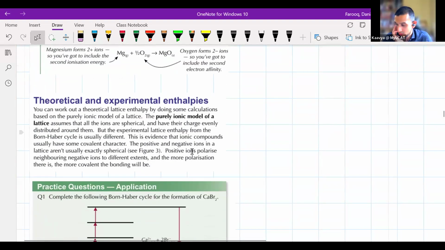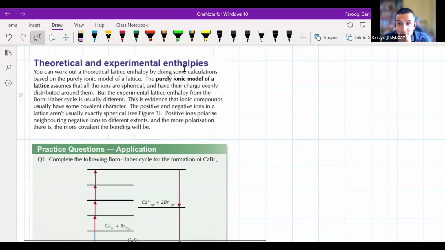Good. Now, the next thing we'll talk about is the theoretical and experimental enthalpies, so the difference between them. The key thing is this: there can be a difference, and that is because ionic compounds are not perfectly ionic, but they usually have some covalent character. That means they're not exactly spherical, and positive ions polarize neighboring negative ions to different extents. So the more polarization there is, the more covalent the bonding will be, okay? So just know that if there's a difference, then it's because ionic compounds have some covalent character, okay?